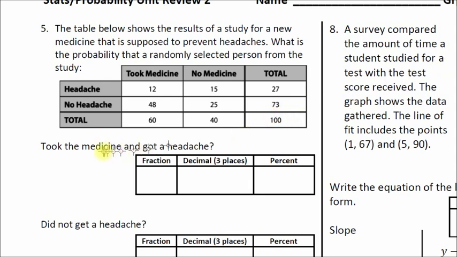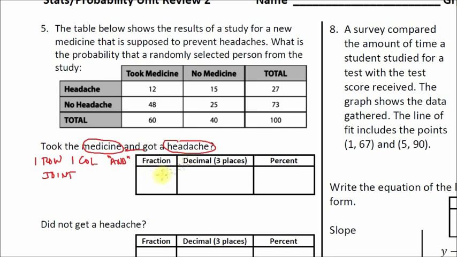Let's go with the first one. What's the probability that we pick a person from this group of 100 and they took the medicine and got a headache? So took medicine and got a headache. Well, we've got took medicine, that's one row being mentioned. And we've got a headache, which is one column being mentioned. And they're connected with the word and, which means we are dealing with joint probability.